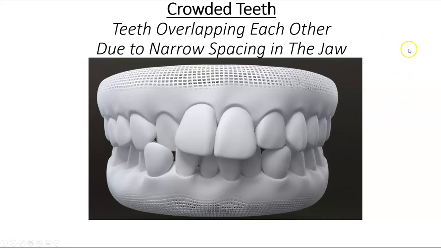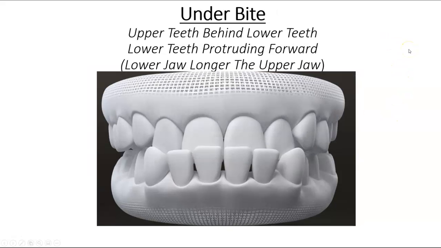They overlap each other. Next, we go to what's called an underbite. Now, the underbite is just as it sounds. Here we have the upper teeth behind the lower teeth, or we could say that the lower teeth protrude forward. So an underbite means the lower jaw is longer than the upper jaw, so the lower teeth go over the upper teeth, and that's considered an underbite. And that's not the right way for teeth to be positioned. It causes a whole bunch of problems.